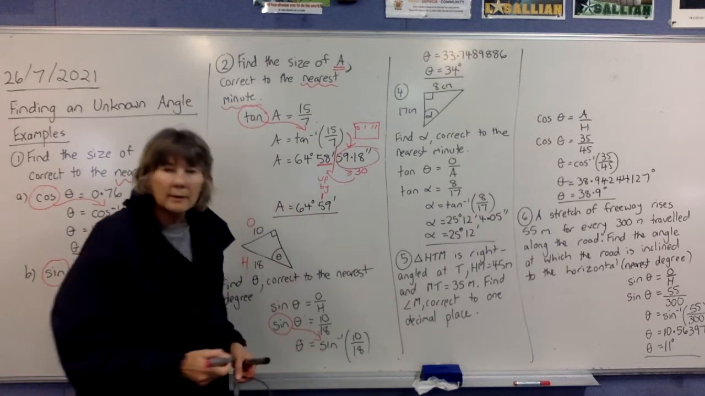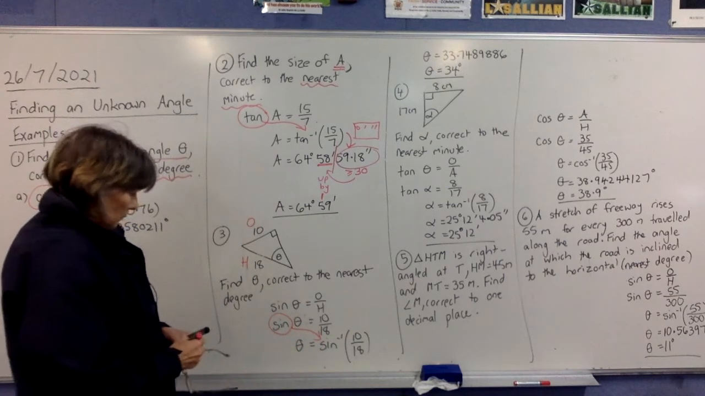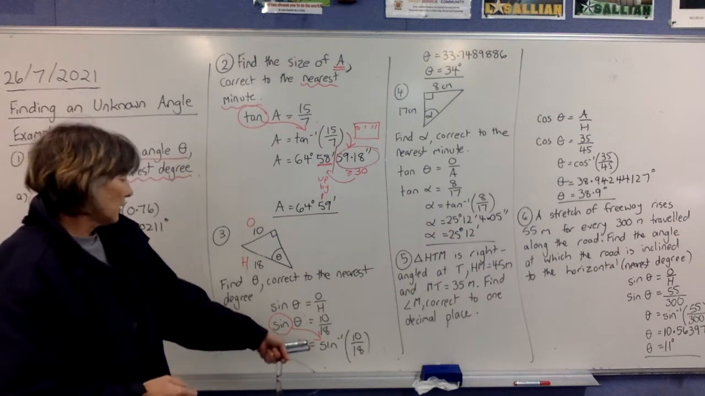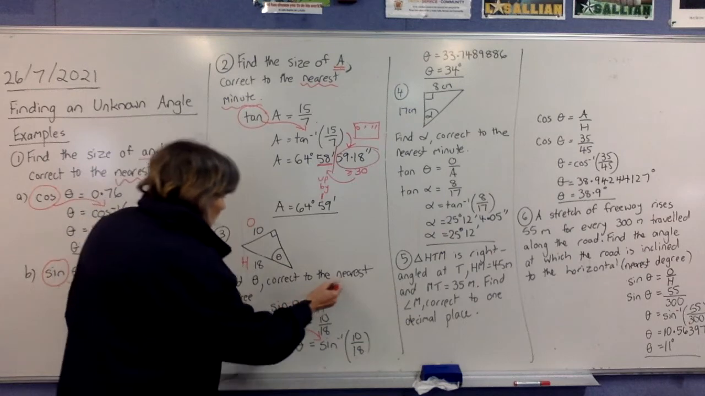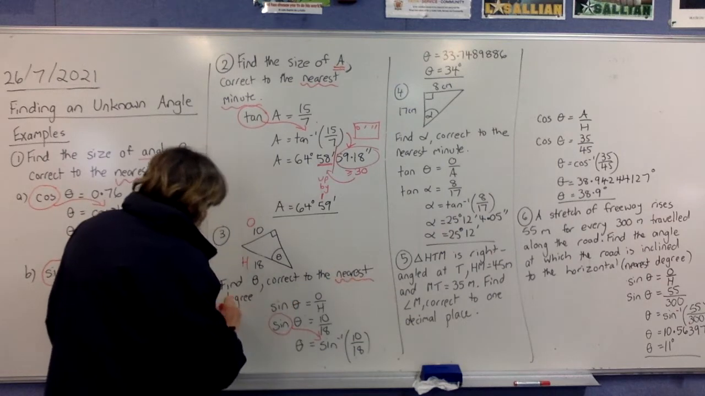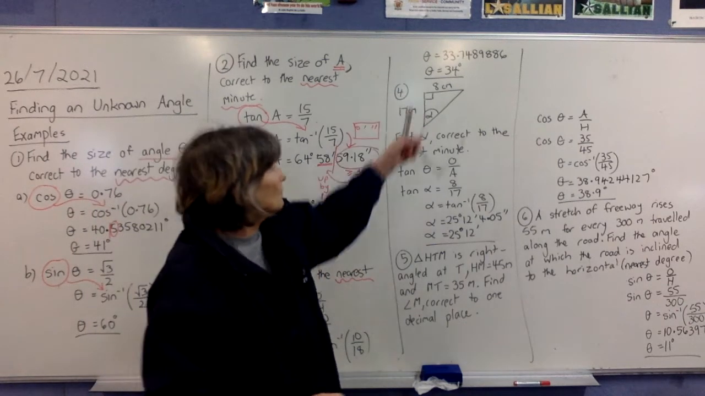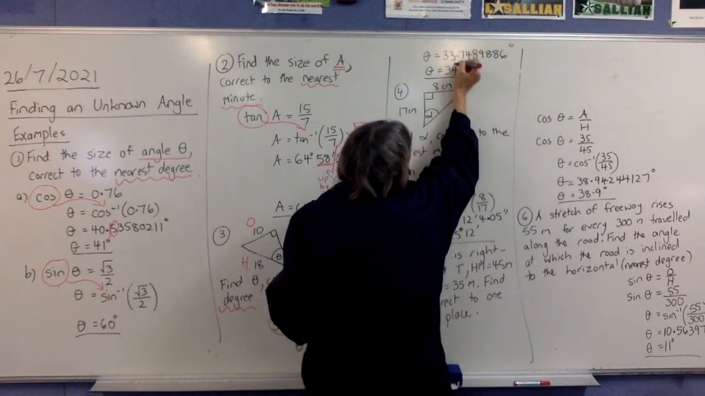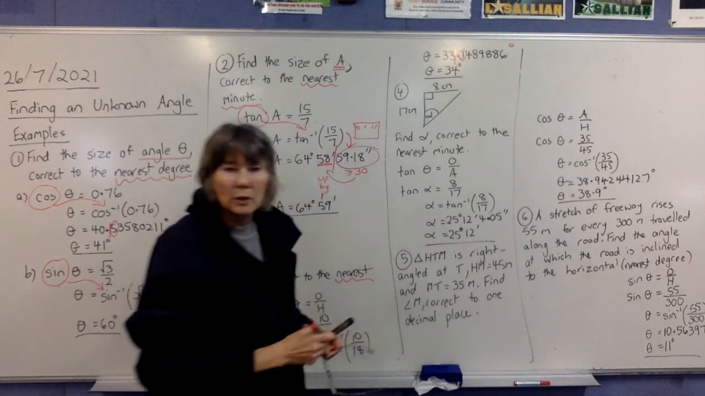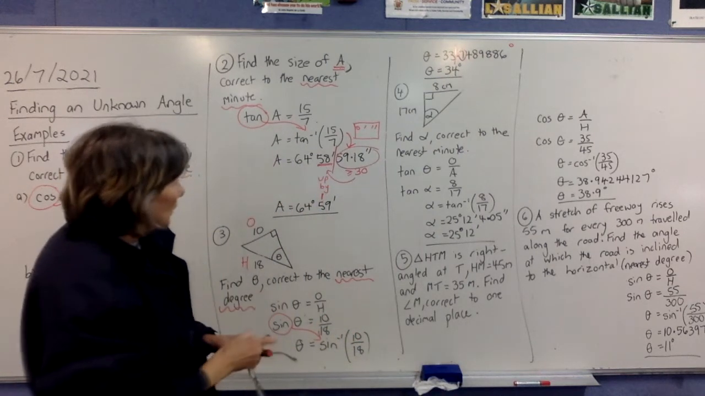Get rid of the sine by doing inverse sine, 10 over 18. Put it in your calculator. In this one, we're going to the nearest degree. So you can just accept the calculator answer because that's in degrees, and round to the nearest whole number, to 34 degrees. Okay, the next question.